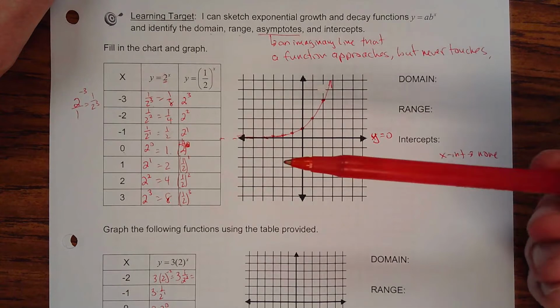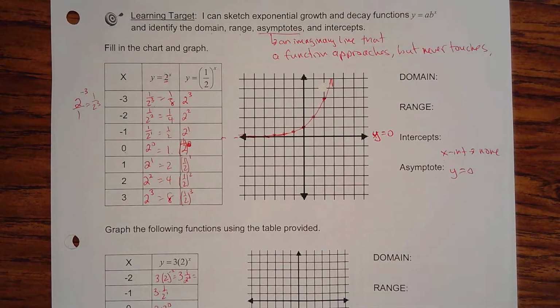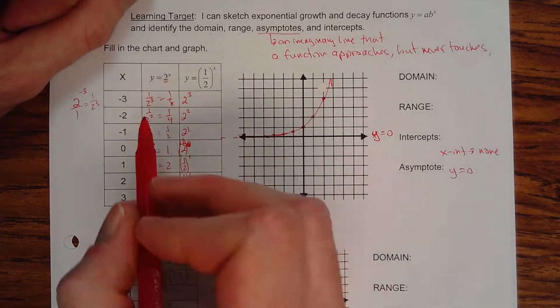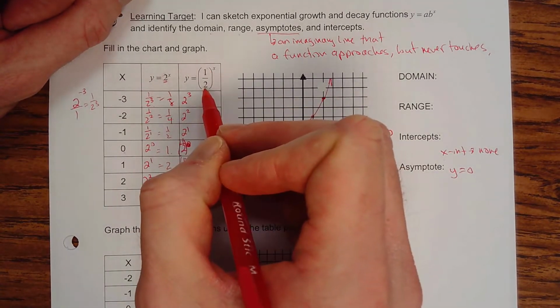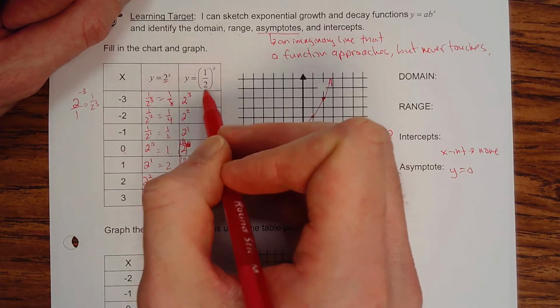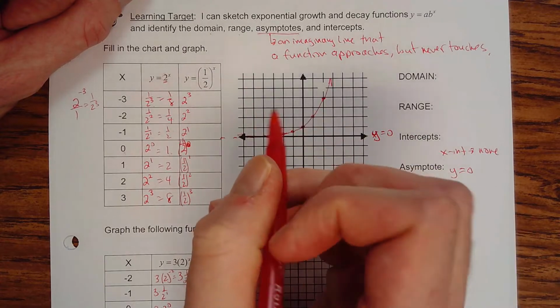Okay, so it's a horizontal line, so it's y equals 0, and it never touches it. It's at y equals 0. That's my asymptote. Now this other function, the second function, is 1/2. This is a decay function because the multiplier is 1/2. So every time I go up, I'm going to be cutting stuff in half.